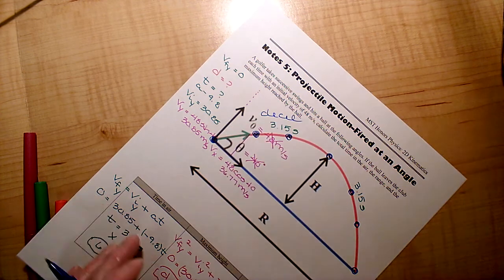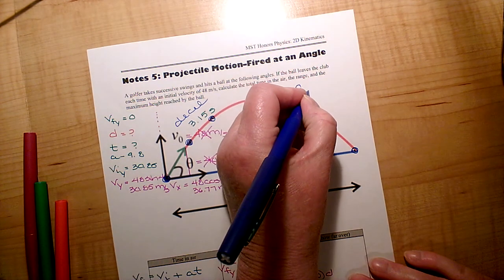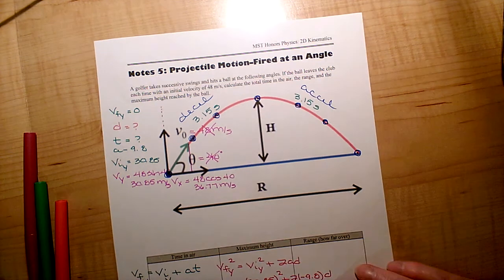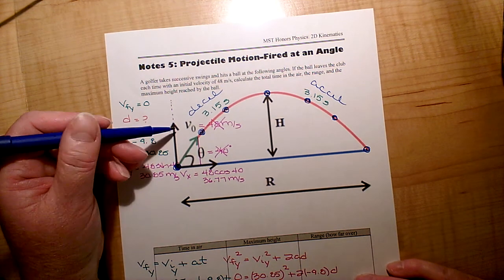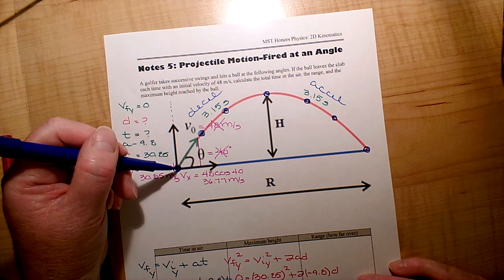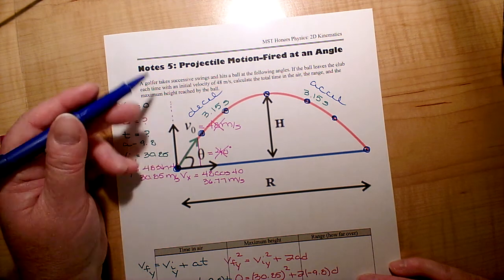All right, so what's happening in this story is on the way up, while it's parabolaing up, the golf ball is decelerating. And then on the way down, the golf ball is accelerating. So let's look at what would be happening to the y arrows, the VY arrows. The VY arrows are going to be slowing down by 9.8.